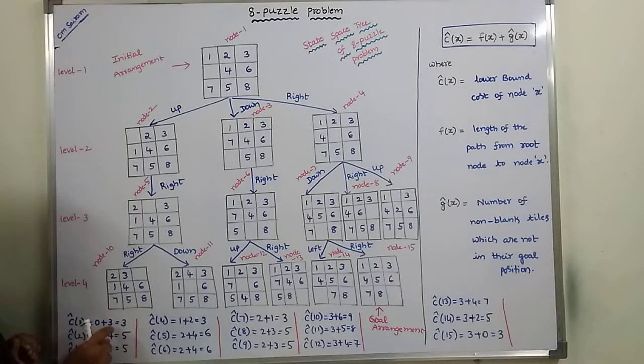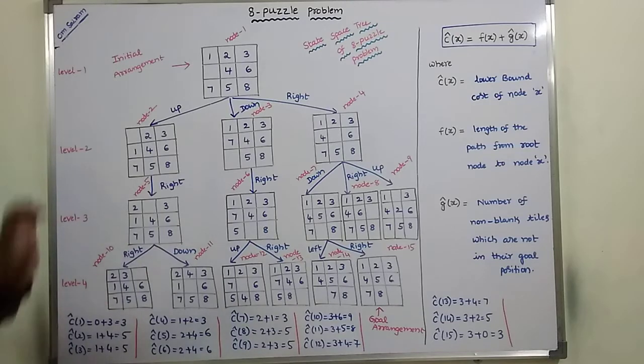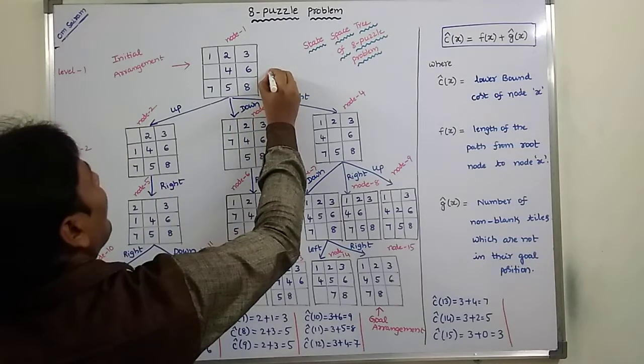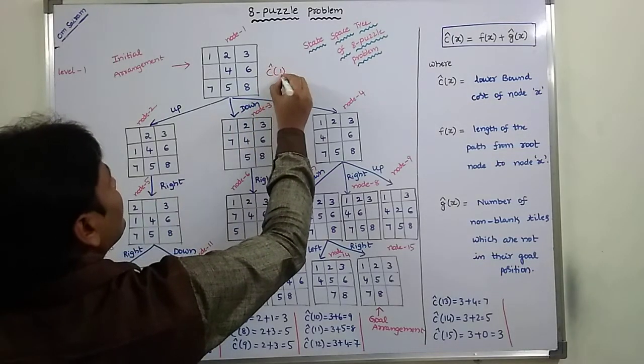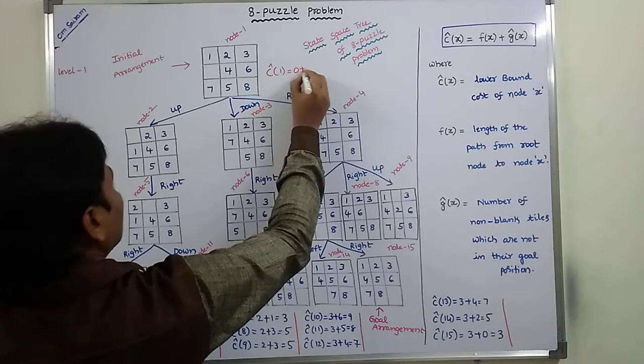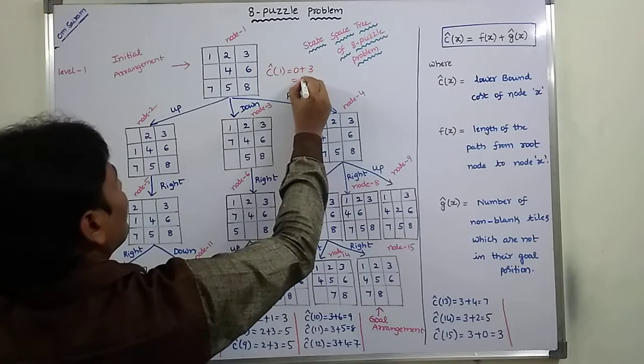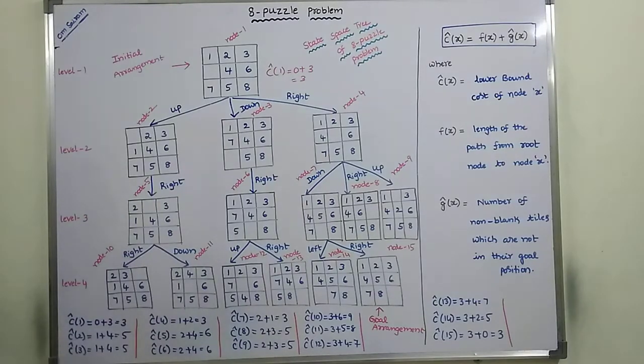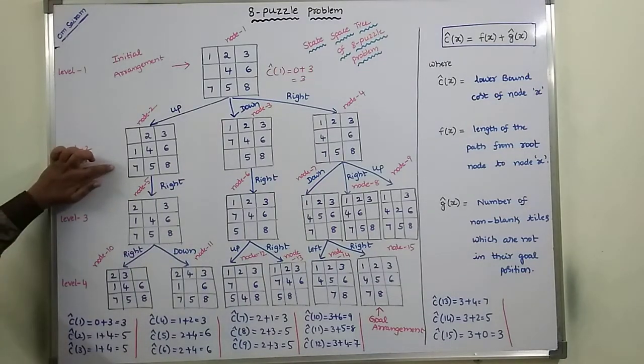This is g cap of x is equal to 3 and f of x is equal to 0. 0 plus 3 is equal to 3. So cost of node 1, c cap of 1 is equal to 0 plus 3, that is equal to 3. Okay, next one, cost of node 2.